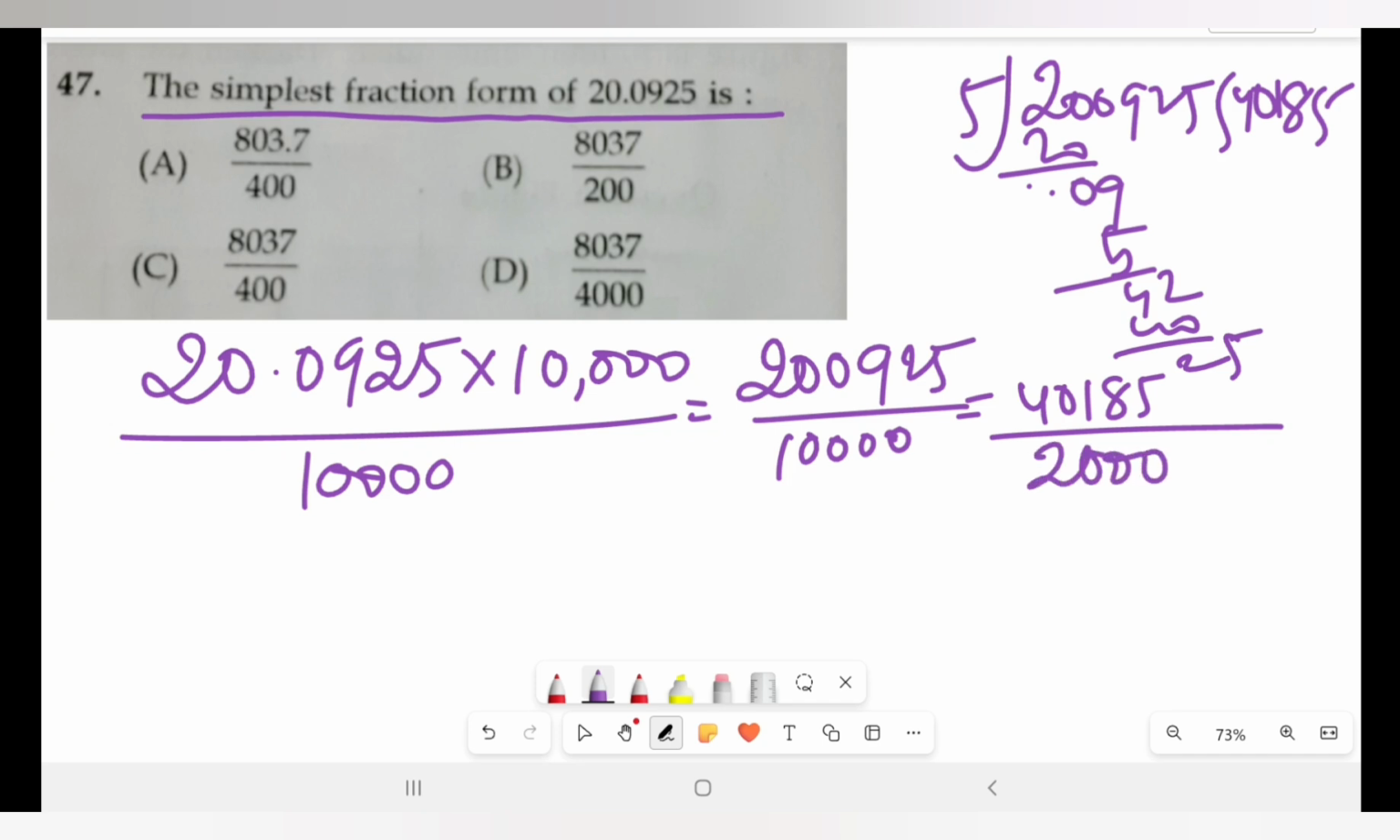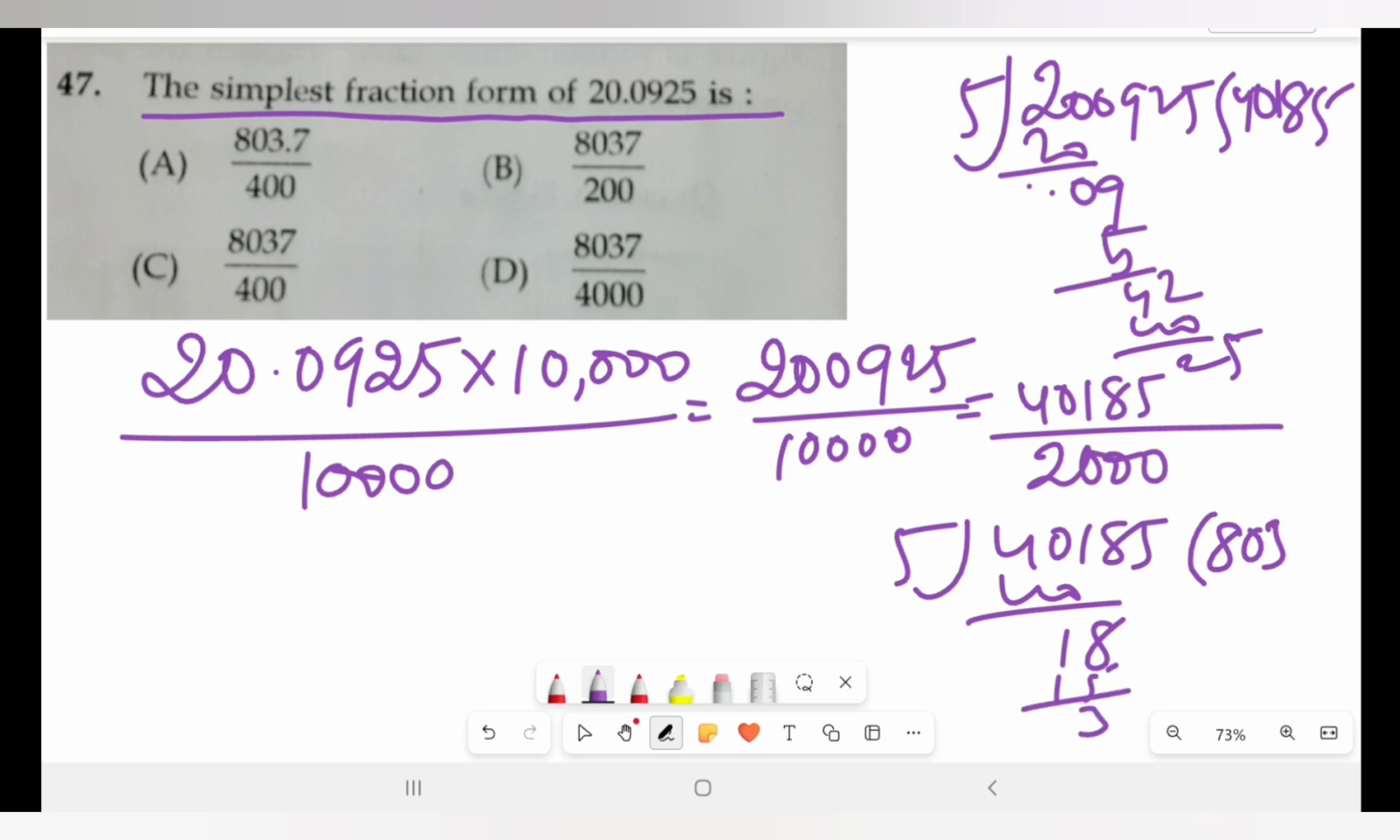Let us reduce further. Divide both numerator and denominator by 5. So here, 4185 divided by 5. 5 8s are 40. So take 1, as it is not dividing, put 0 and take another number, 8. So 5 3s are 15. Take 5, 5 7s are 35. So here the numerator becomes 837.